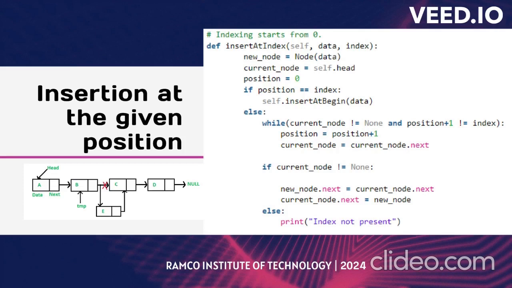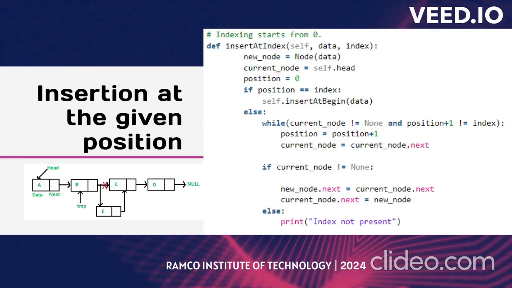So this is the coding for insertion at a given position. Here the data and index both are the input to this function. Using the data, a new node will be created, and the current node is a temporary variable for holding self.head. Then position is a temporary variable initialized with 0. Why I am using position is that this function is used with the index value, so for maintaining position, I have used the position variable.